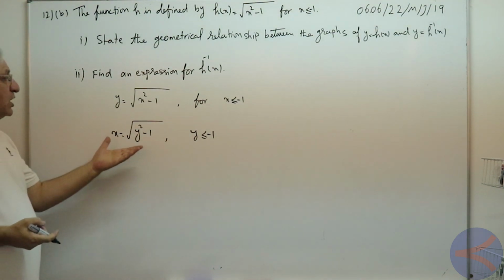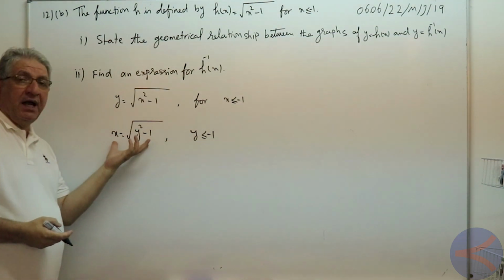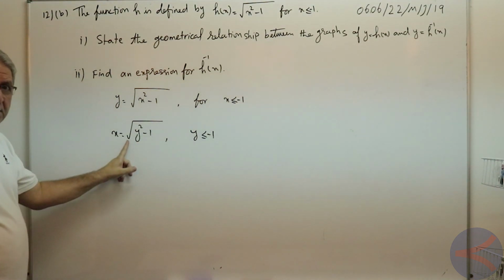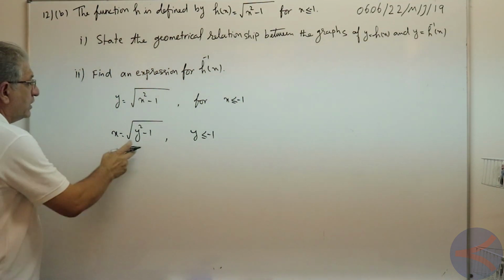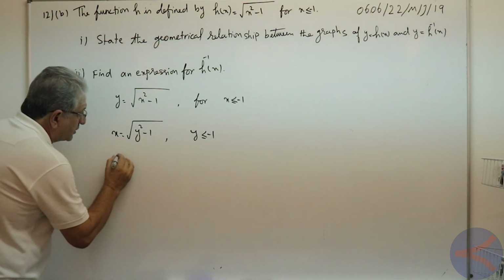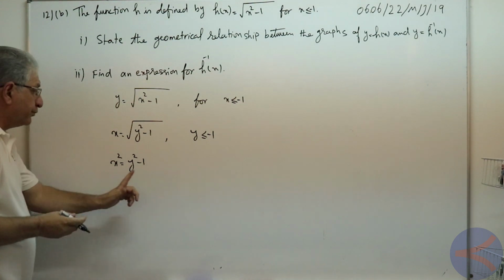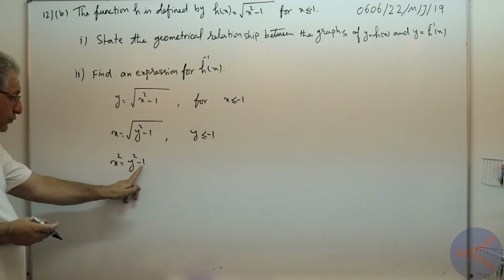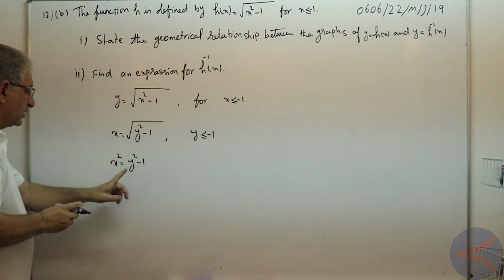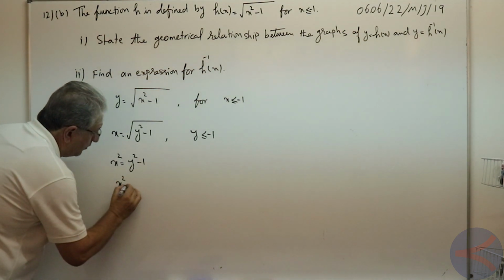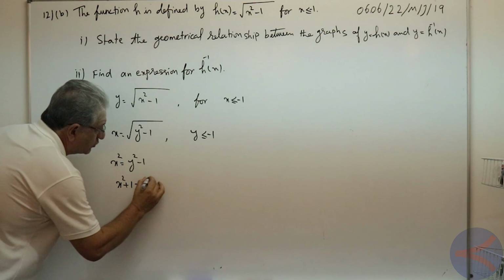Okay? Now, try to make y the subject. If you are going to make y the subject, first you have to remove this square root. Therefore, you are squaring both sides. You are going to get x squared is equal to y squared minus 1. Now, you can bring negative 1 to this side. Therefore, you can say that x squared plus 1 is equal to y squared.